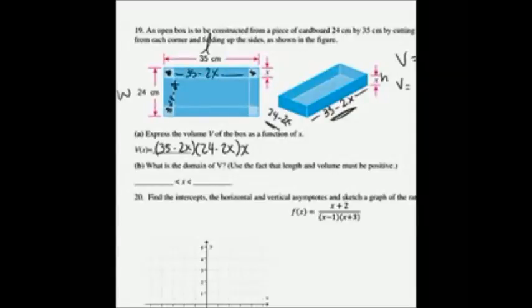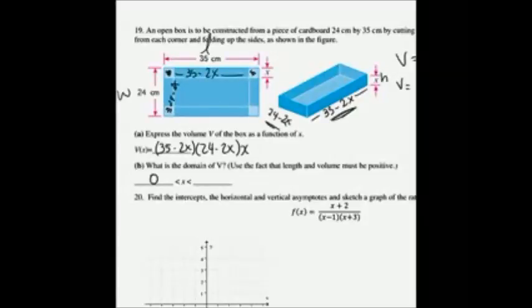Because of that, we have to think of real world constraints. X can't be negative. It doesn't make sense to have a box with negative height or 0 height. So x definitely has to be greater than 0. Now, x can't just be as large as we want.